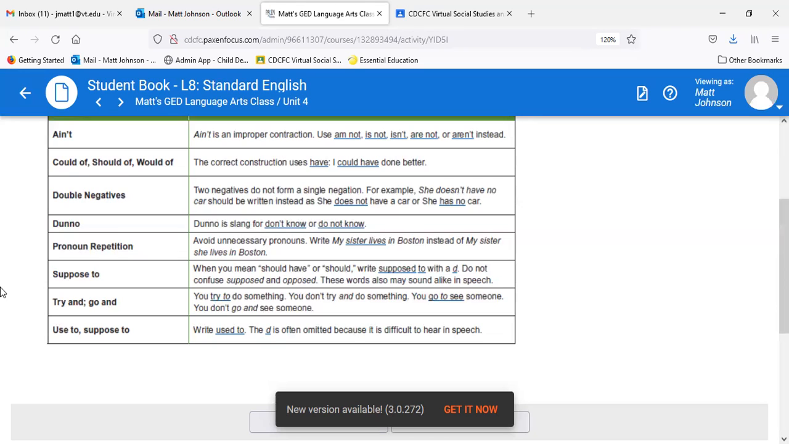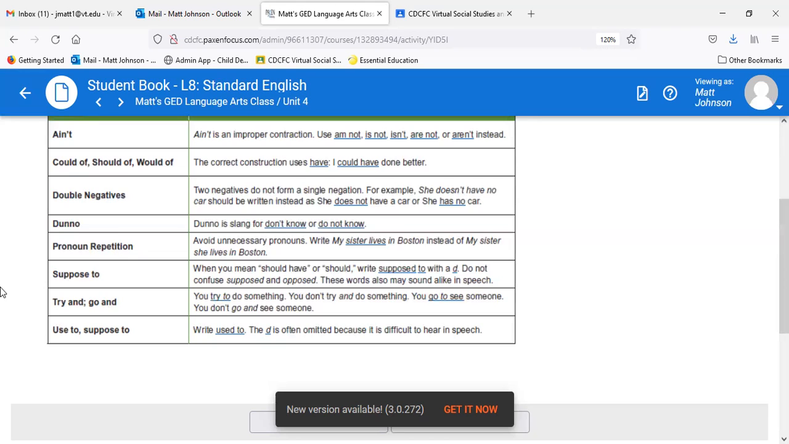Try and, go and. This one you see in a lot of regional dialects as well. You try to do something, you don't "try and" do something. You go to see someone, you don't "go and" see someone. That one gets a little tricky, right? But you want to make sure you're using "to." I go to the movies, or I go to see a movie. I don't go and see a movie.